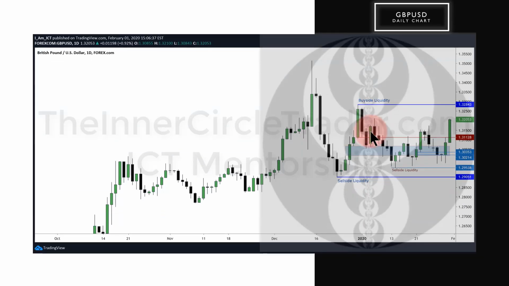Moving on into cable. This is our daily chart. As you can see, we're still inside of a very small trading range. It looks dynamic because of the small ranges here, but it hasn't been a whole lot.